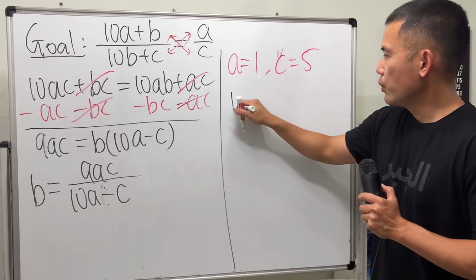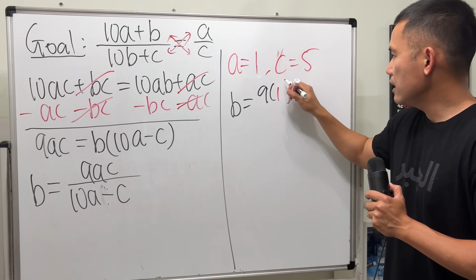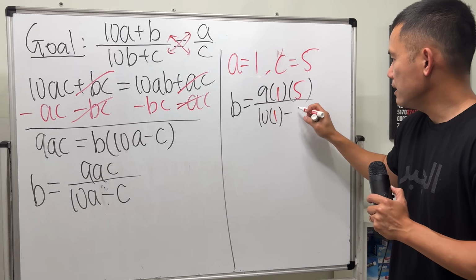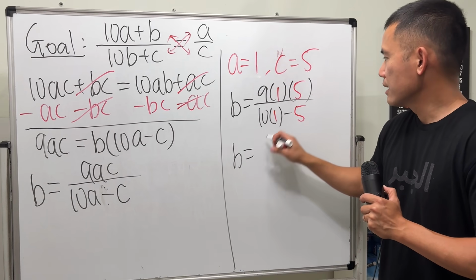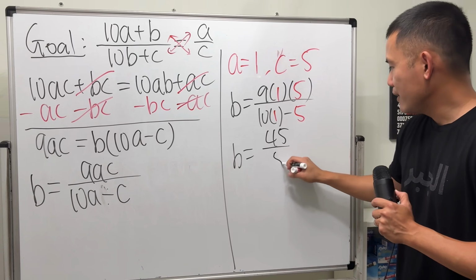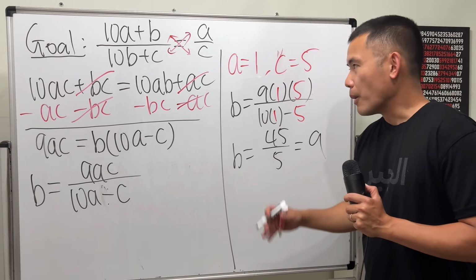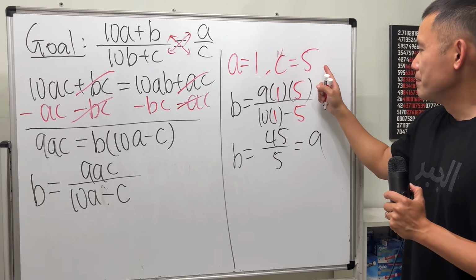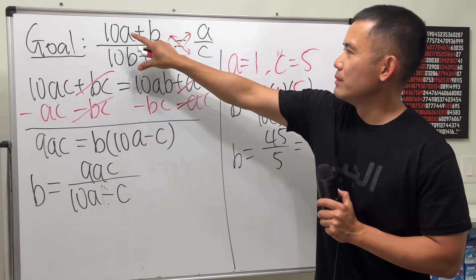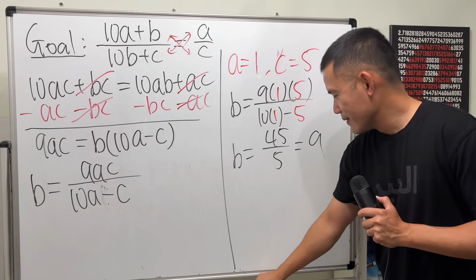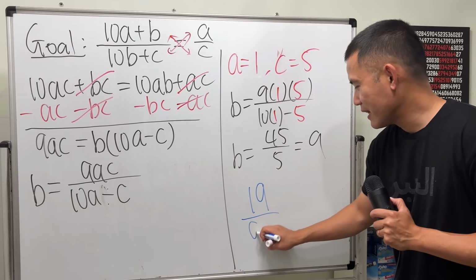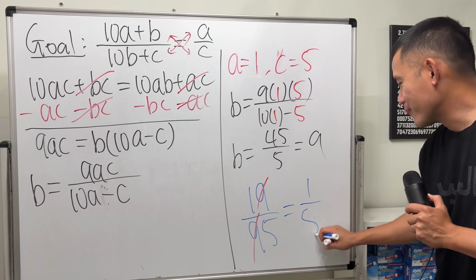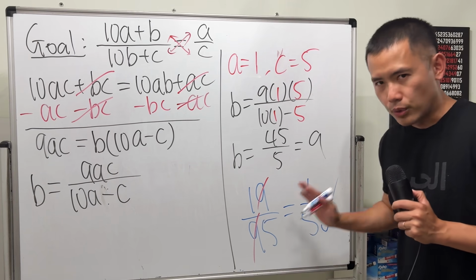So let me just have that right here. And we get B will be 9 times AC over 10A minus C. On the top, that's 45 over 5, that's just equal to 9. So based on this combination, A is 1, B is 9, and C is 5. If you put it back here, we are looking at this 19 over 95. You can get rid of the 9 and you end up with 1 over 5. This is indeed correct, but don't do this.